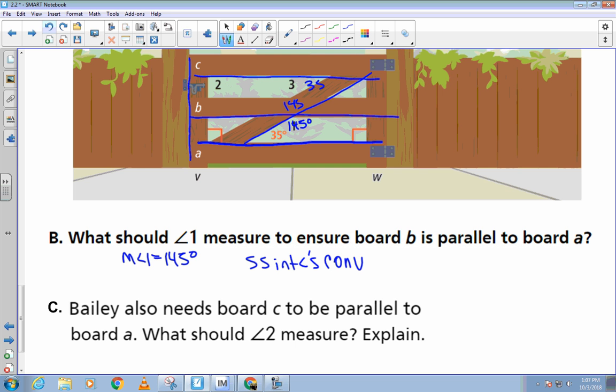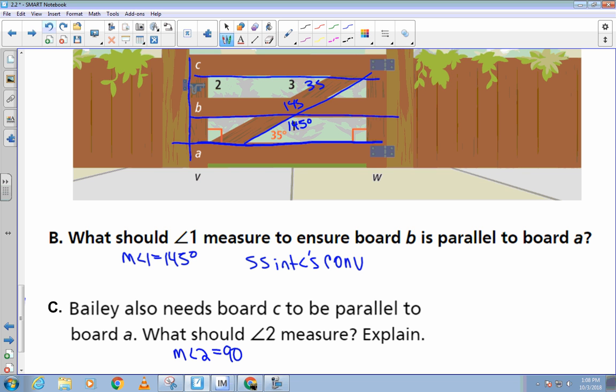Yes, what do you think? Because it's asking me what angle 2 should measure. 90, right? Board A and C are both perpendicular to V, then they're parallel to each other, right? Okay. So the measure of angle 2 should be 90, right? And that would then say, if these two are both perpendicular to V, then they're parallel to each other. Okay.